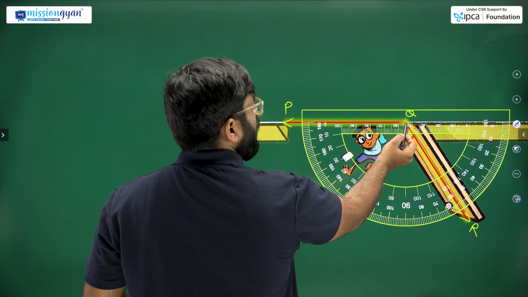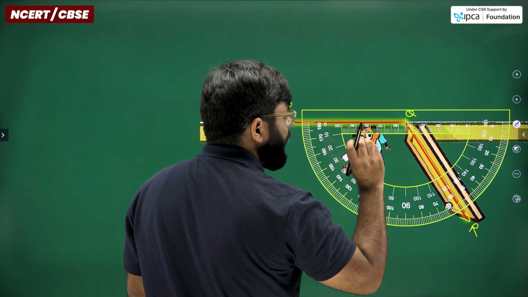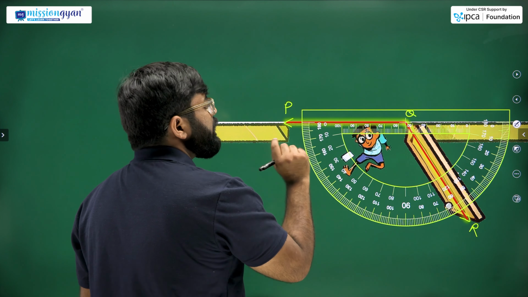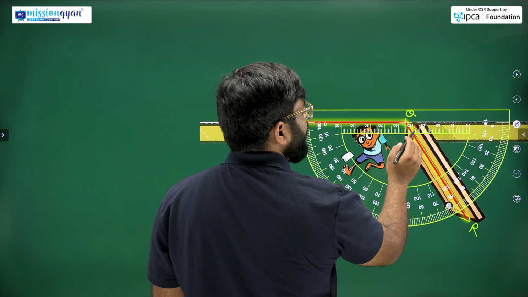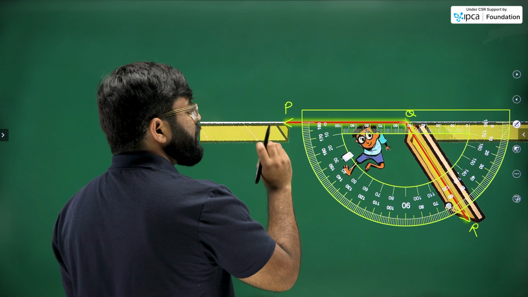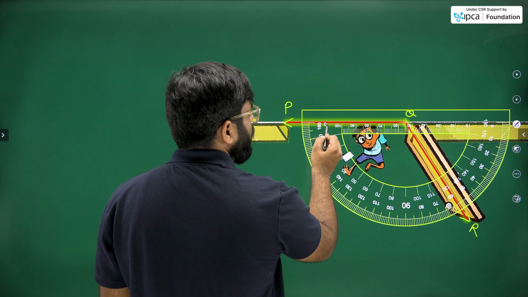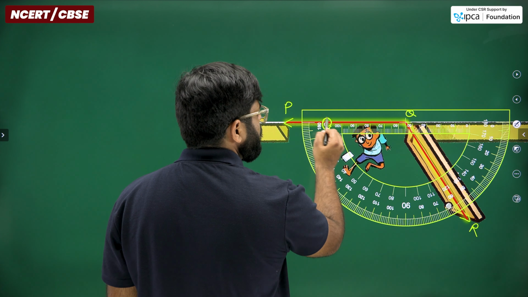Why? Because one arm of this angle is on the base of the protractor, plus the second thing we know is that the vertex of the angle is on the center of the protractor. So let's start measuring the angle of this door. This is the ray, it is going in this direction. So we will start from 0.